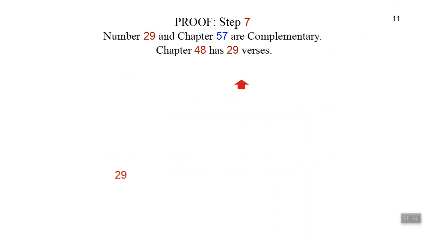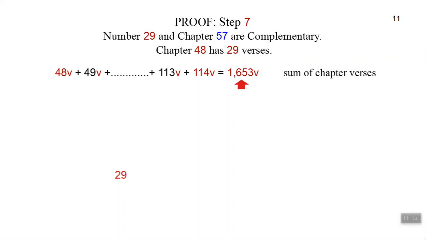Step 7. Number 29 and chapter 57 are complementary, and chapter 48 has exactly 29 verses. This equation of the sum of the chapter verses from chapter 48 to chapter 114 equals 1653 is from step 6.